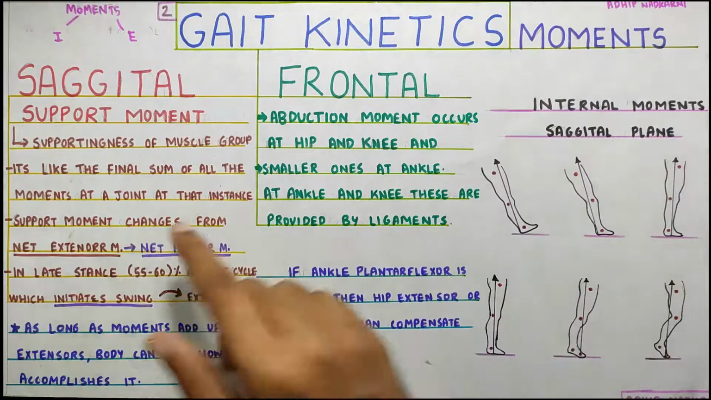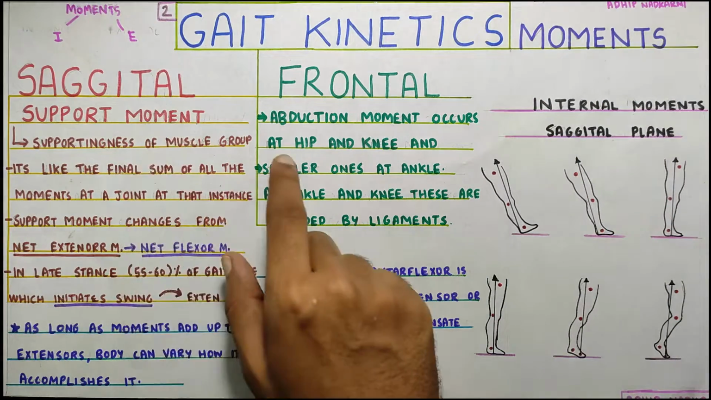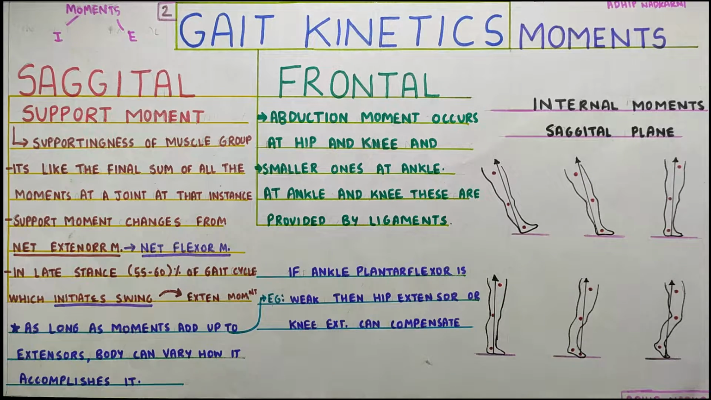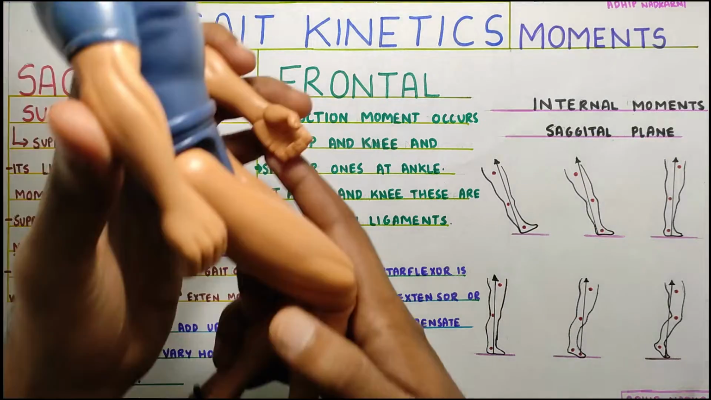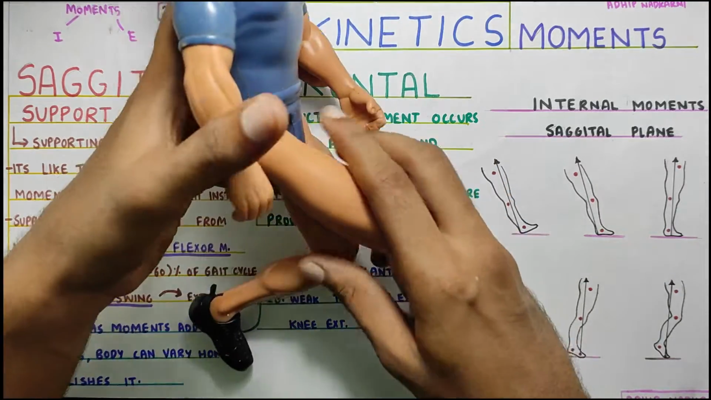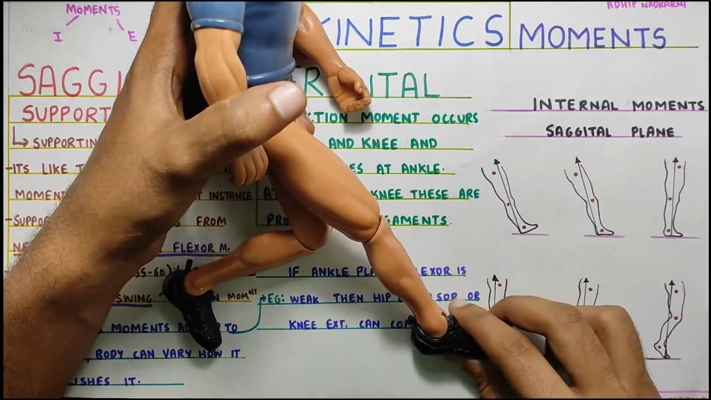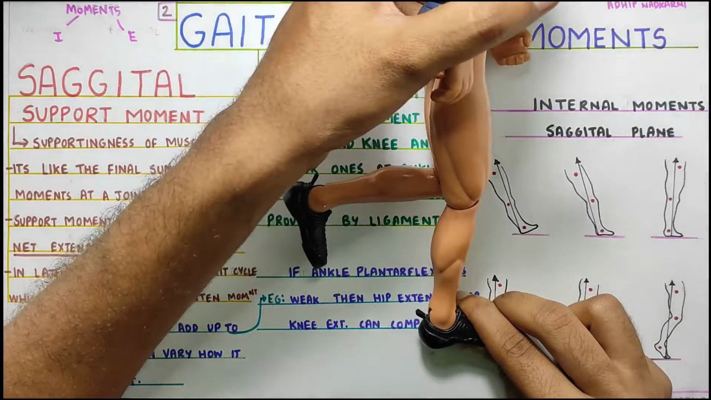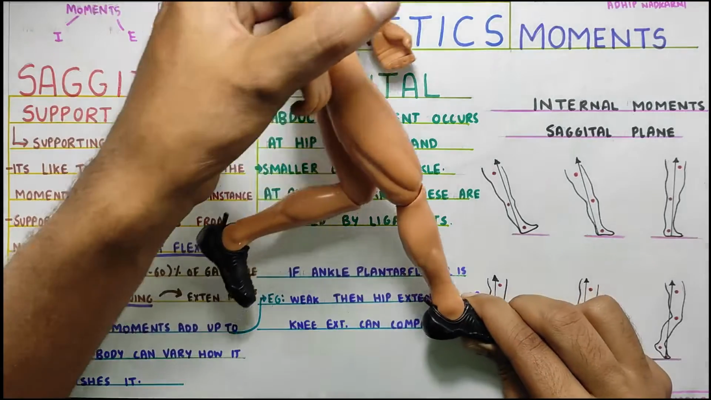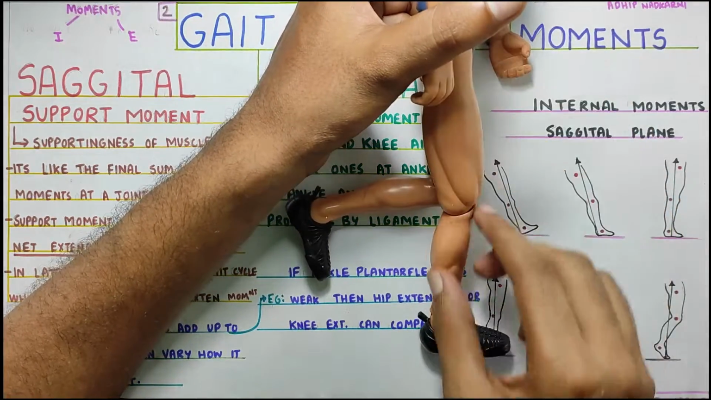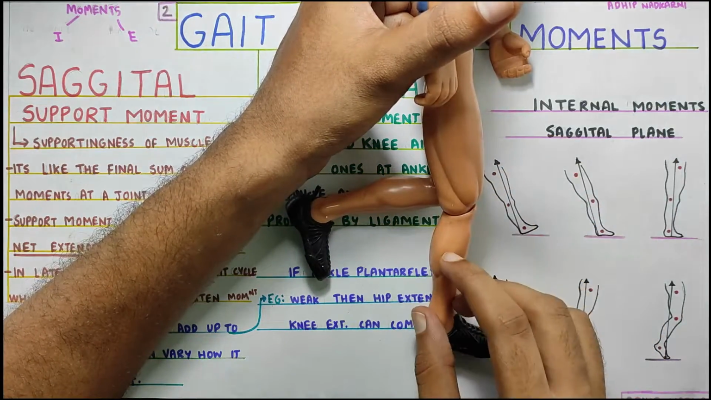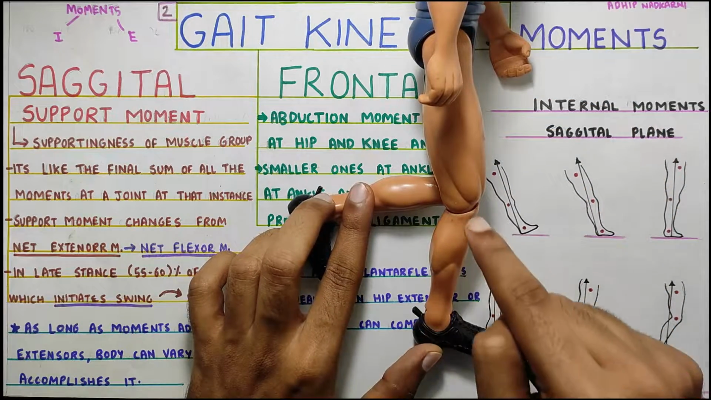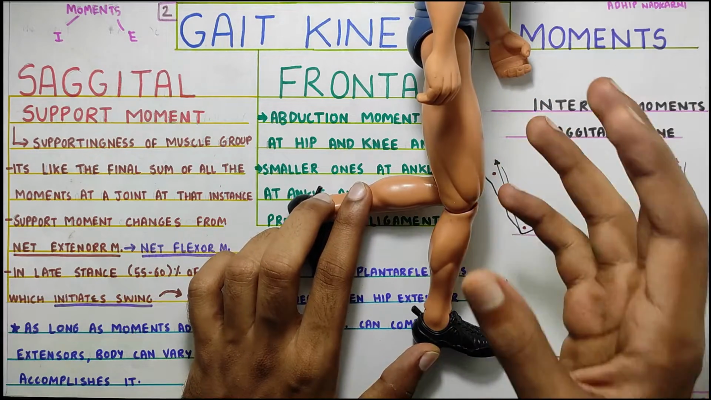If you want to know more about it, it's like the final sum of all the moments at the joint at that instance. So if you take this example again, say when you are putting your foot on the ground, correct, and now you have to transfer your weight into the mid stance like this, when Joe is coming from here to mid stance and then maybe further. So when this is happening, at this instant the muscles will be supporting him, correct, and the final sum of all the moments that is acting at the ankle, knee and the hip joint is called the support moment.